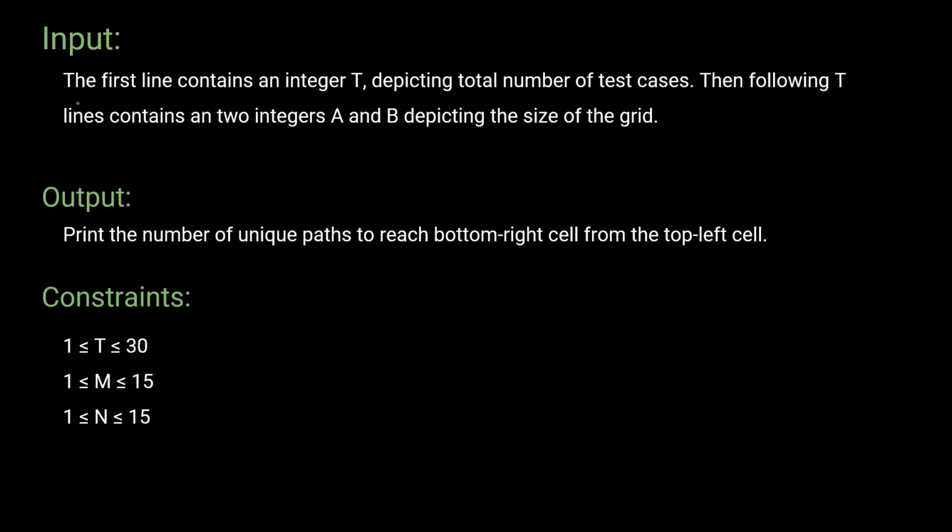So now let's talk about the input and the output constraints. The first line contains an integer t depicting the total number of test cases. Then the following t lines contain two integers a and b depicting the size of the grid, that is m cross n. We have to print the number of unique paths to reach the bottom right cell from the top left cell, and these are the constraints for the problem.